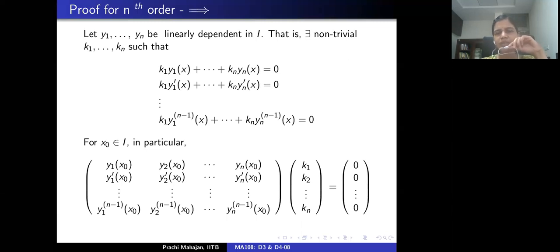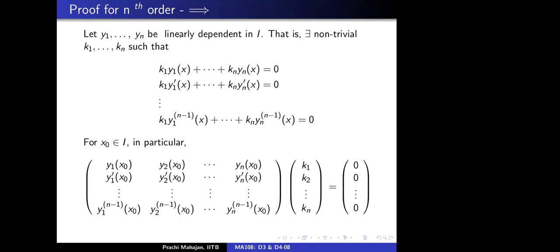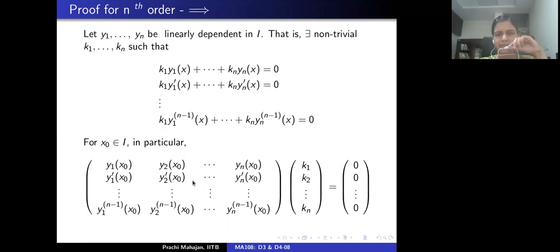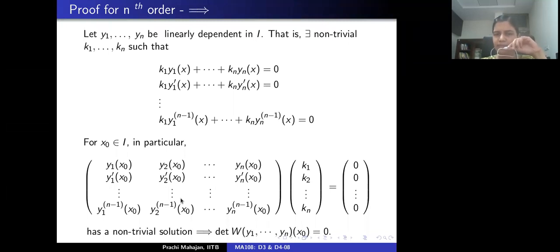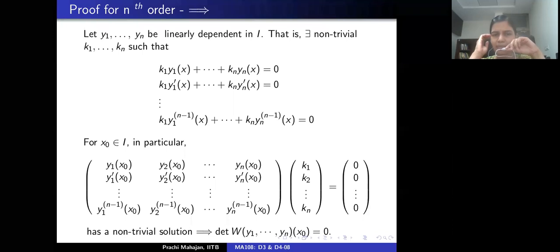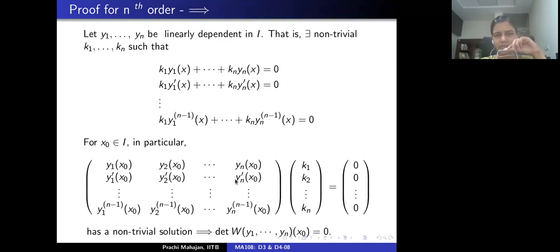And what is it that we know? We know that there are k1, k2, ..., kn, not all zero, satisfying the system of equations, right? So what can you tell about this matrix? Determinant is zero. That means that the determinant must be zero at some point x0 of the interval I, and we are done, right? So if you have n linearly dependent functions, then their Wronskian must be zero at some point. Mind you, this is exactly the Wronskian of y1, y2, ..., yn evaluated at the point x0 by definition. Please note that this part of the proof does not make use of the fact that y1, y2, ..., yn are solutions of an nth order homogeneous ordinary differential equation. This is true in much more generality.